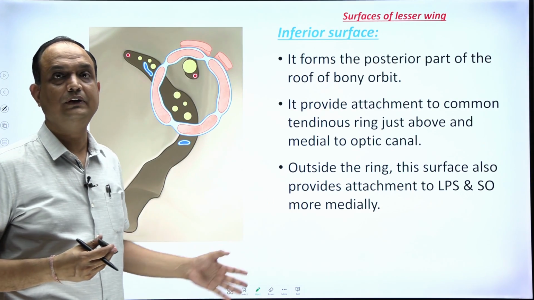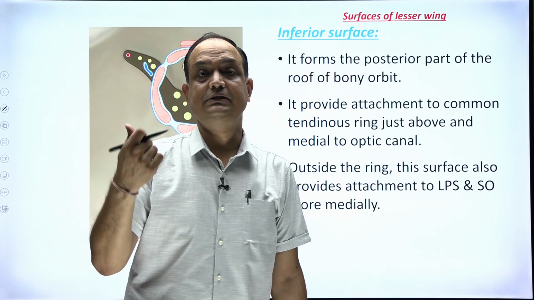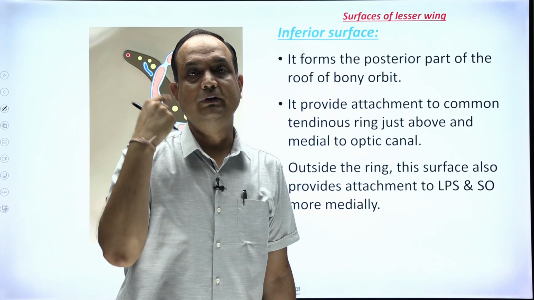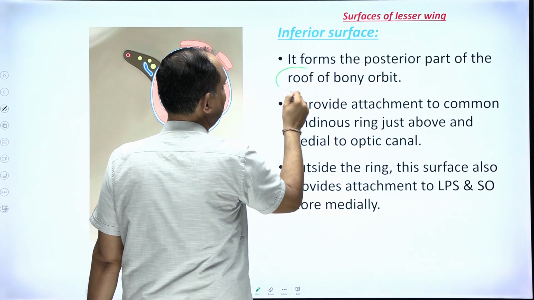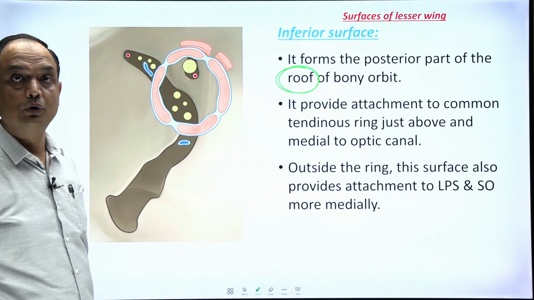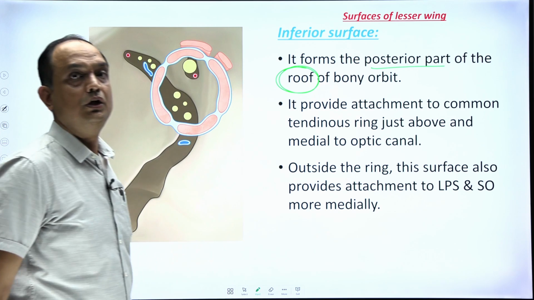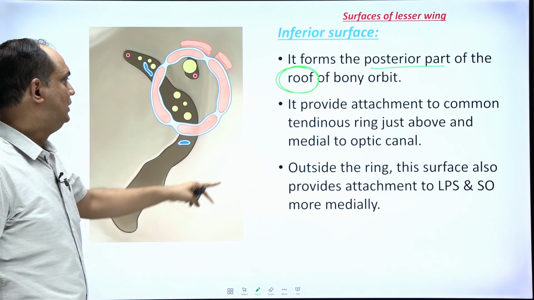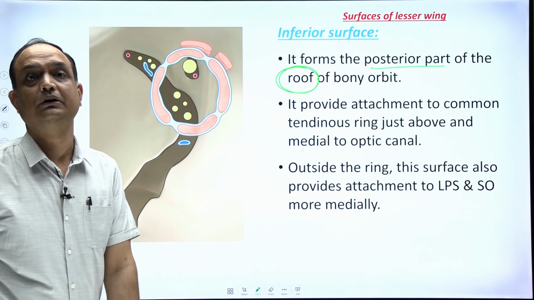Now we will move to the inferior surface. The inferior surface is important because it is visible through the bony orbit. When you look inside the orbit, you will find that the lesser wing is contributing to the roof. Where in the roof? In the posterior part of the roof. Now see, this is your orbit, and this is near the apex, that means near the posterior part of the orbit.